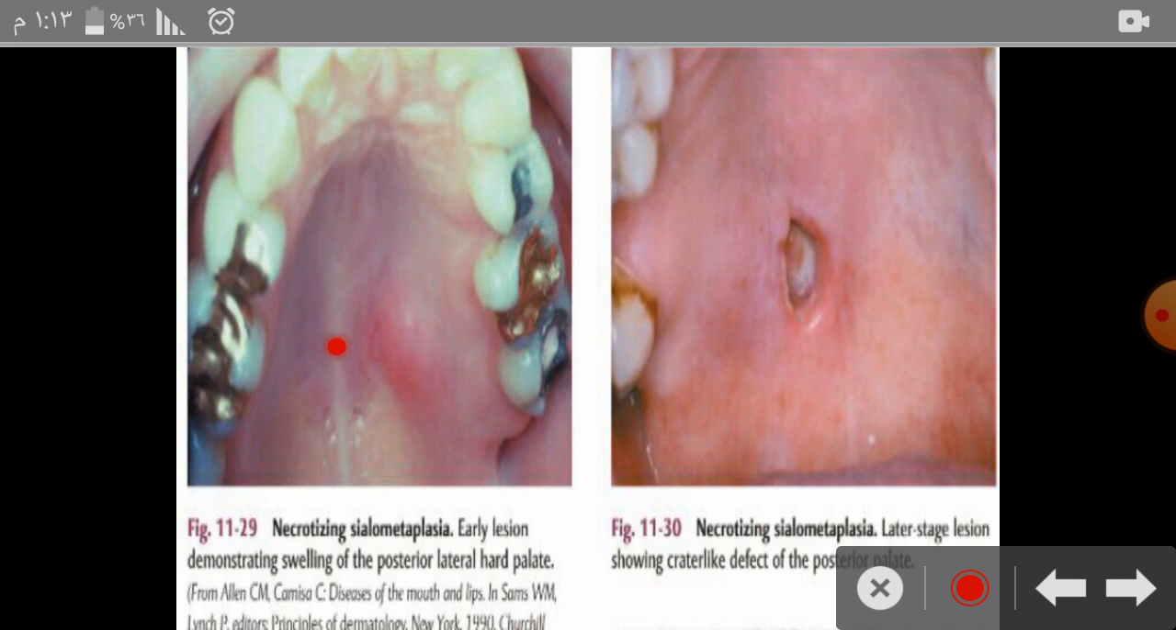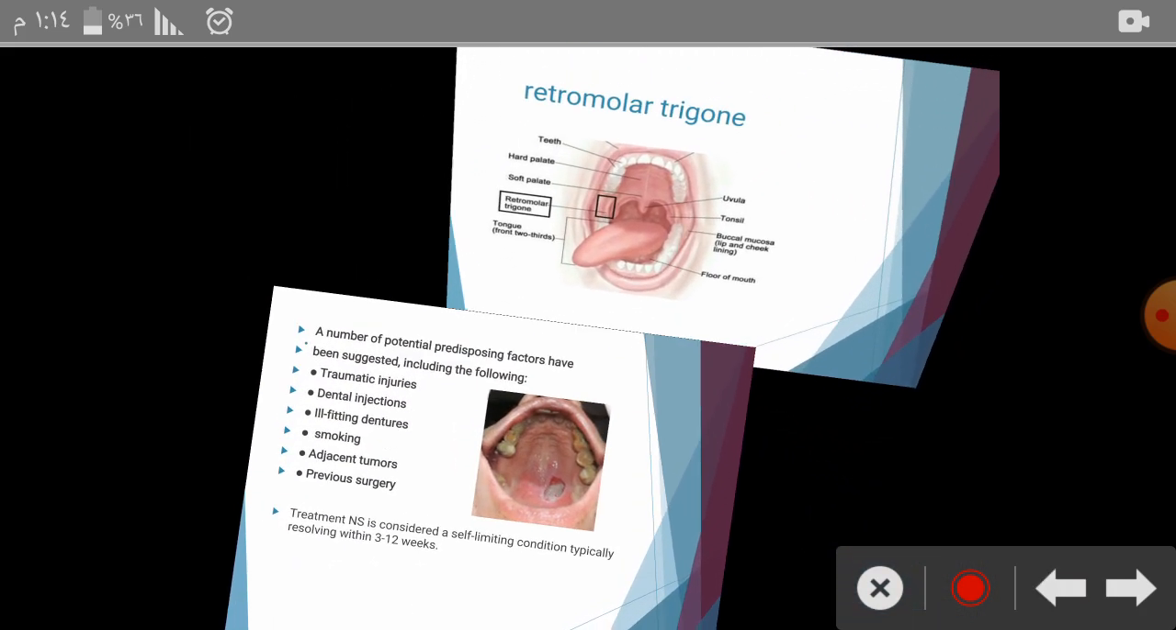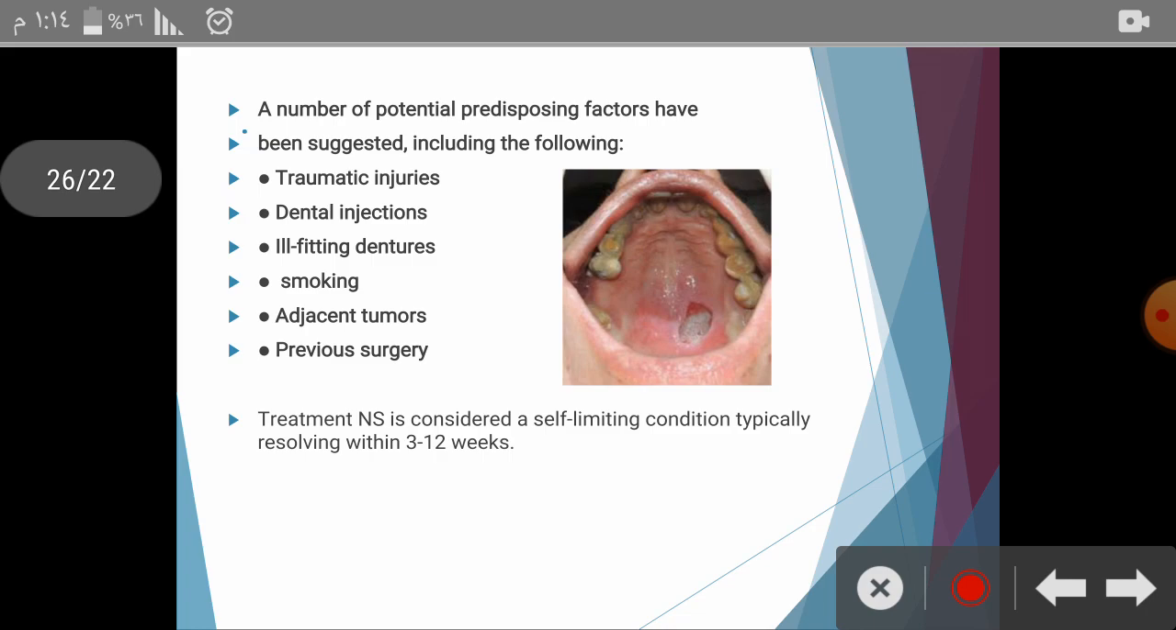In this picture we see the early lesion of necrotizing sialometaplasia, and here the late stage of the lesion. In this picture we see the retromolar trigone. A number of potential precipitating factors have been suggested, like traumatic injury, dental injection, ill-fitting denture, smoking, adjacent tumor, and previous surgery. The treatment is a self-limiting condition, typically resolved in 3 to 12 weeks.